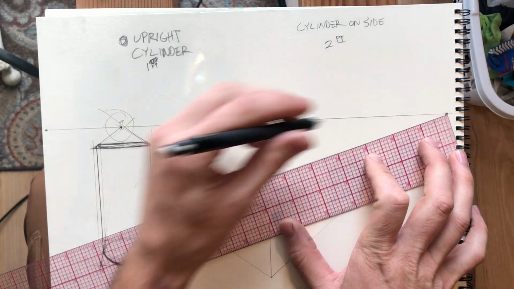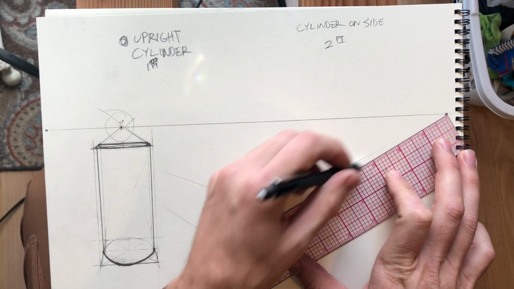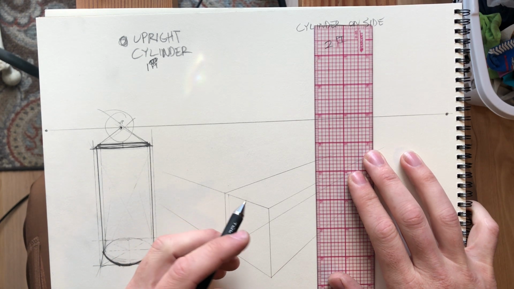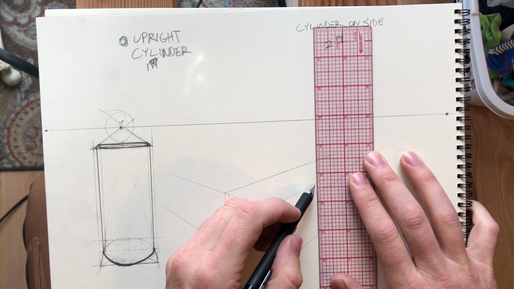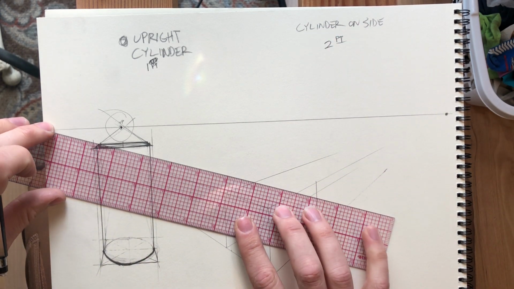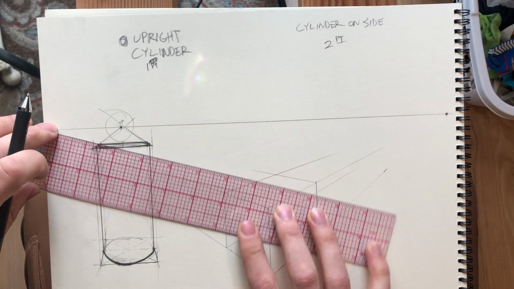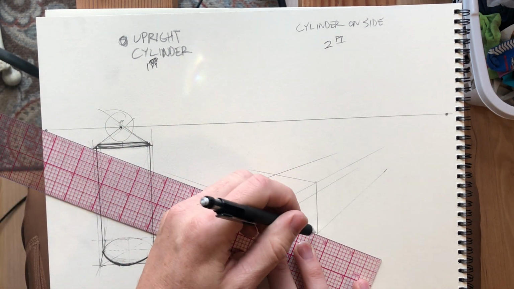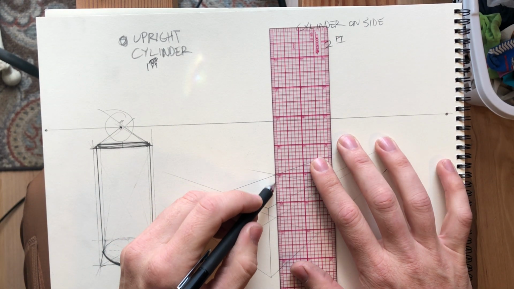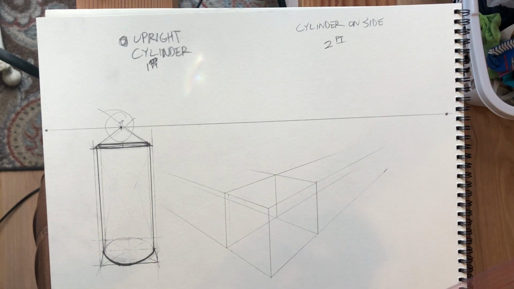Run this back. Basically going to build a transparent box again. Let's say it's that long. Split the difference between those. So here's my box this cylinder is going to live in.